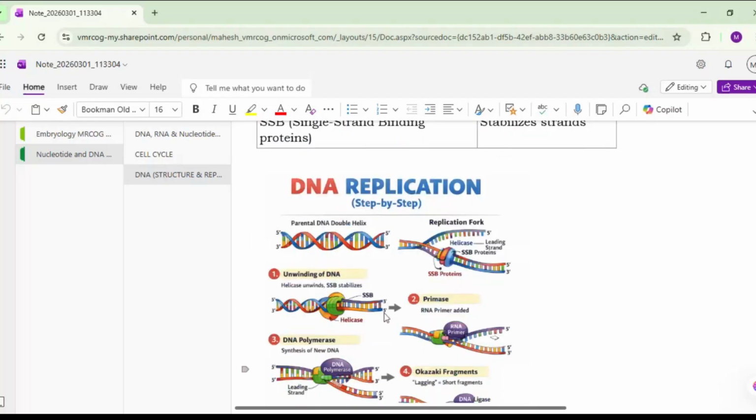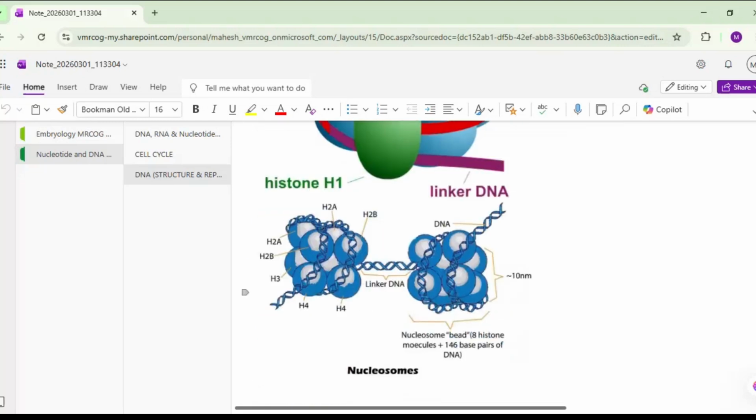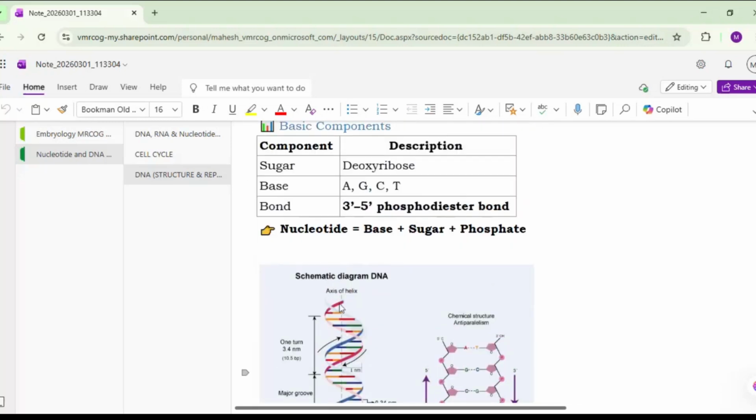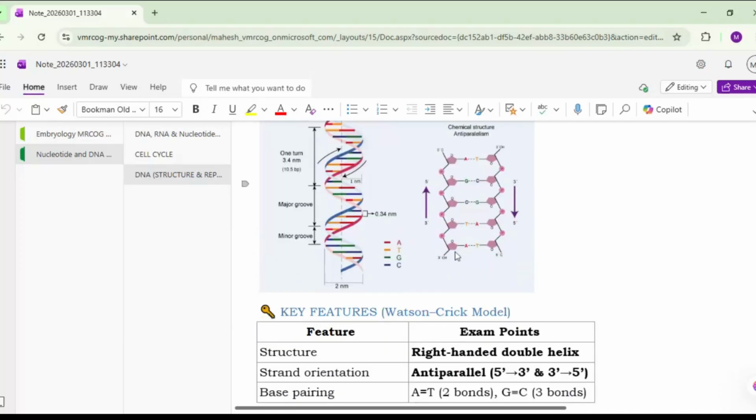So first thing what should happen, these two strands should get separated. So there is a helicase enzyme. Then there is a reading of the codons. Reading will start from the 3' to 5' end, while synthesis will begin from the 5' to 3' end only.